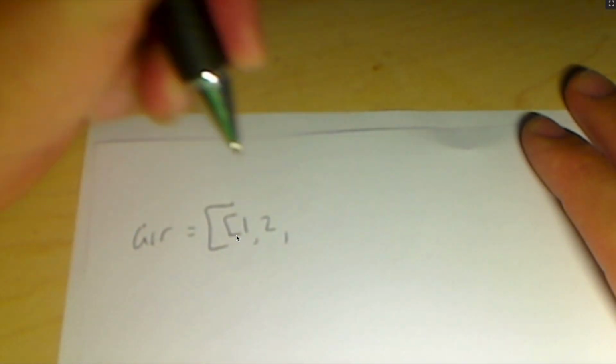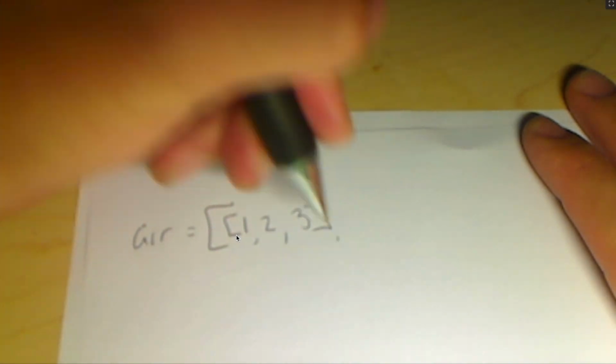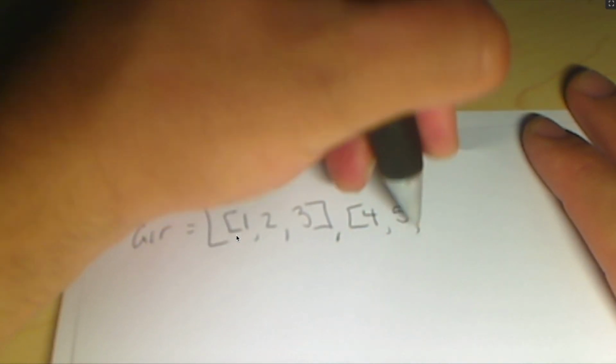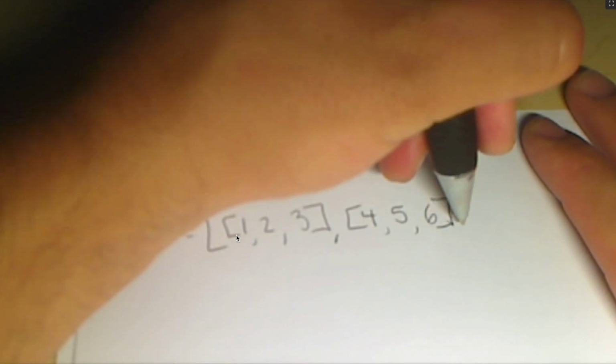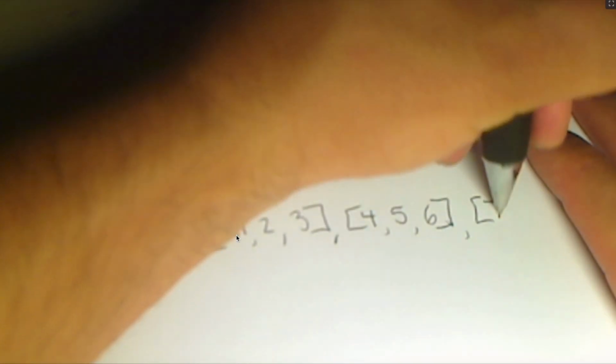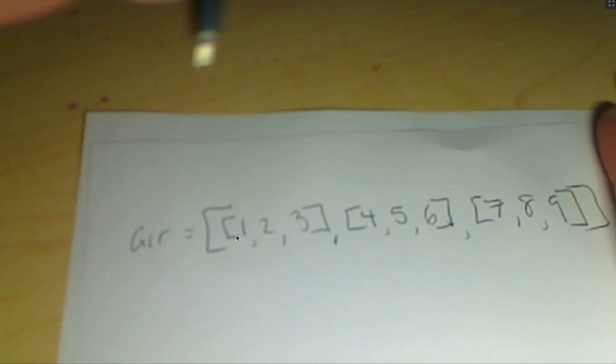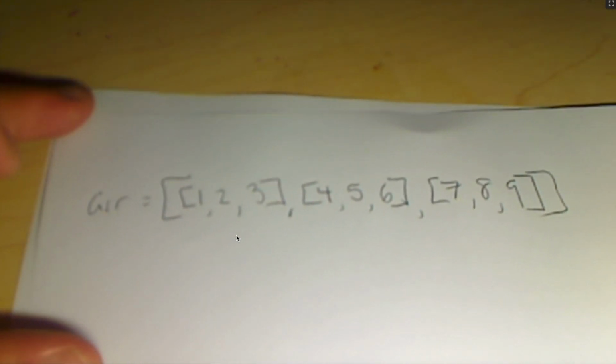So if we're given the array, and let's say our array is 1, 2, 3, 4, 5, 6, and 7, 8, 9, just like that.